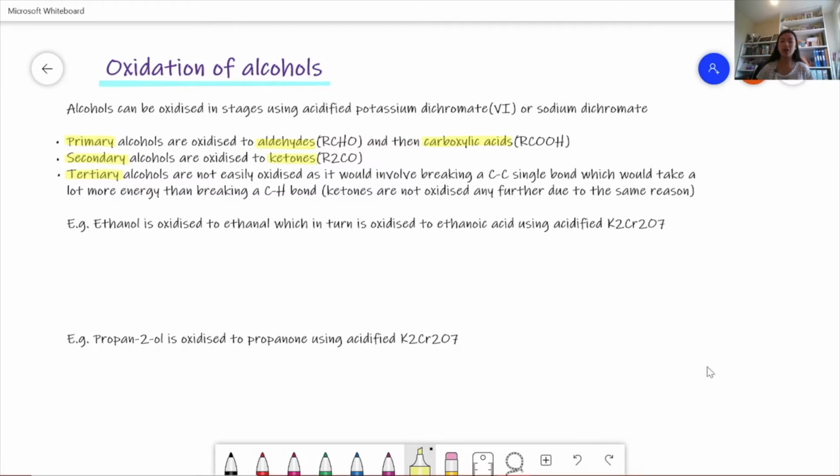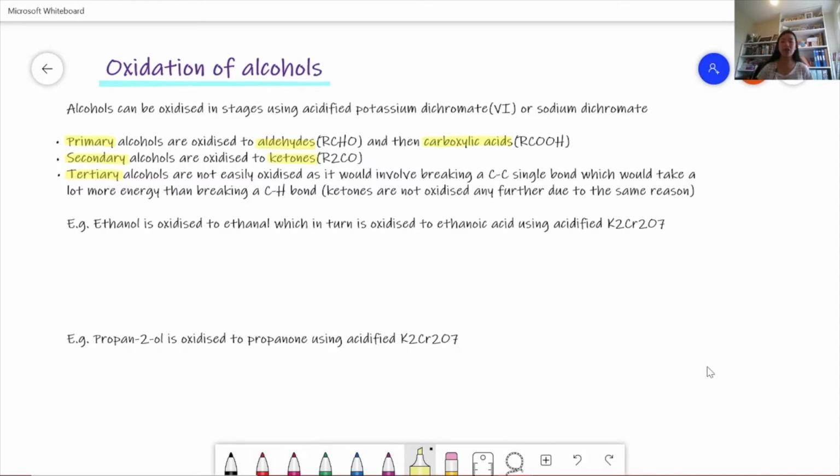About the different types of alcohols: a primary alcohol is one where the carbon which is attached to the hydroxide, so the OH, is only attached to one alkyl group. A secondary alcohol is where the carbon attached to the OH group is attached to two alkyl groups, and a tertiary alcohol is where the carbon which is attached to the OH is attached to three alkyl groups. And so this is why you can't oxidize the tertiary alcohols, because the carbon-carbon single bonds take a lot more energy to break than the carbon-hydrogen bonds.